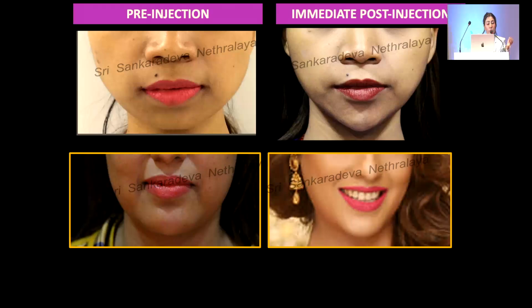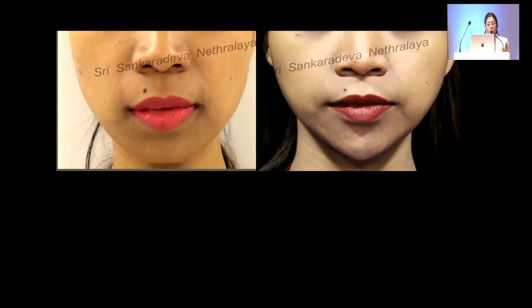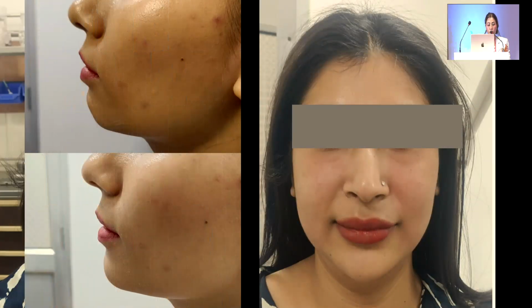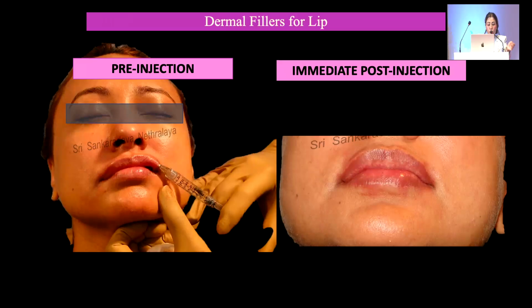Everyone should have an appropriate proportion between the upper, mid, and the lower face. And for this, we need to also do a rejuvenation of the chin in order to have a good proportion of the face, as you can see here before and after the procedure.